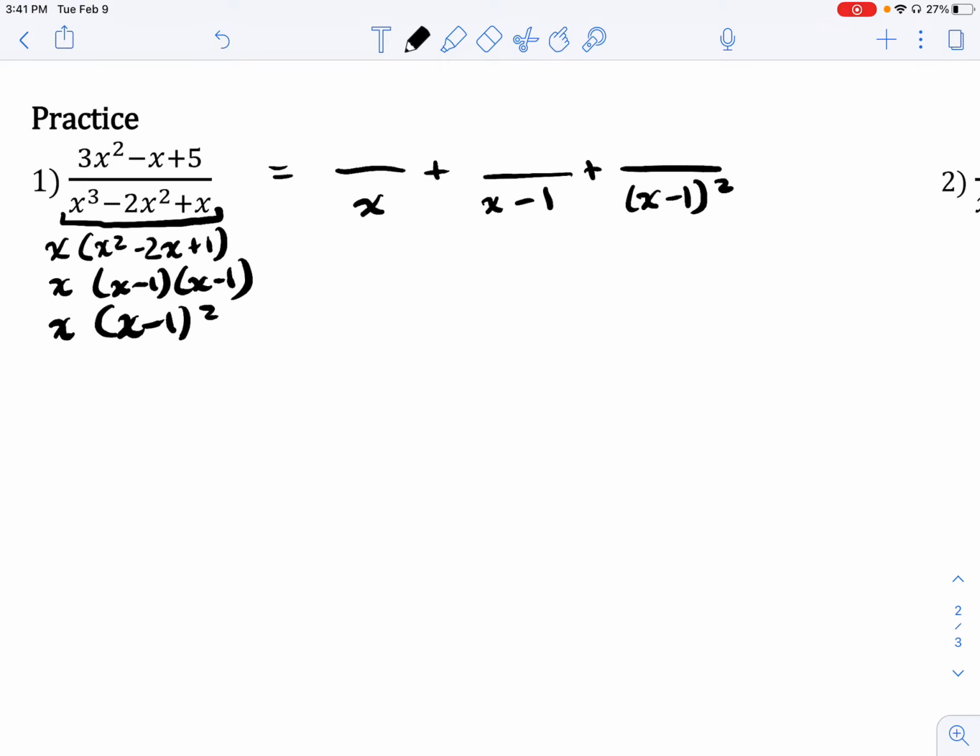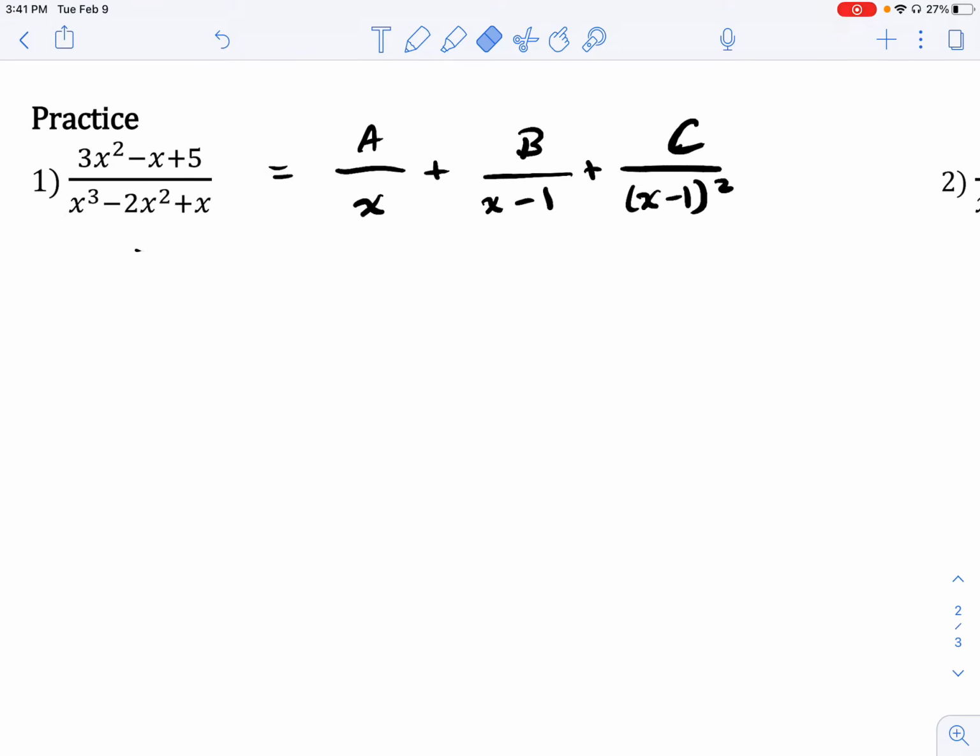Again, this is to ensure that when we use a system of equations to solve for our numerators, A, B, and C, we get the original fraction as it was. So now that we have this factored out and split up into our fractions, our next step is to multiply everything by our LCD.